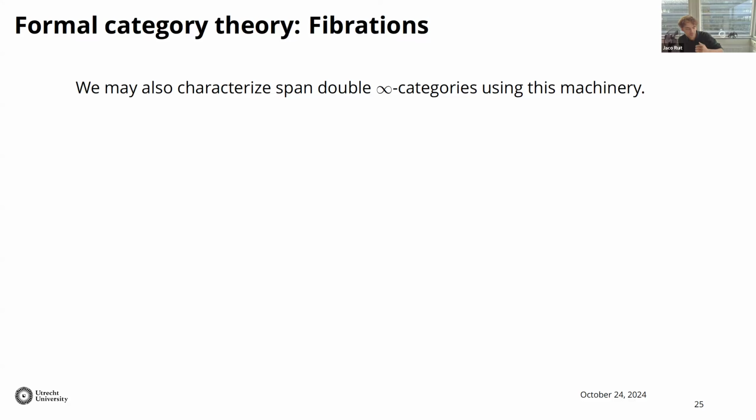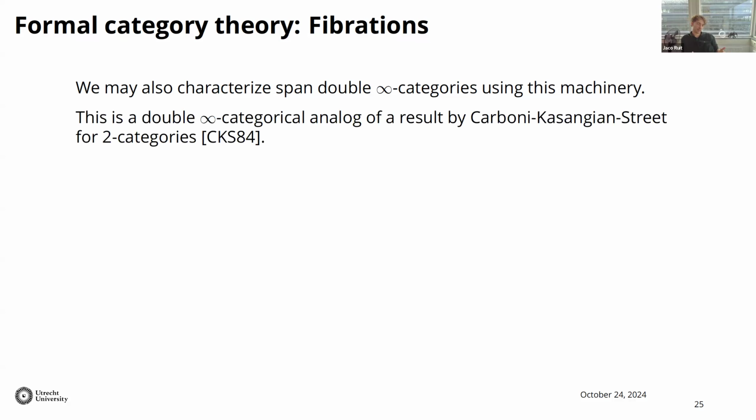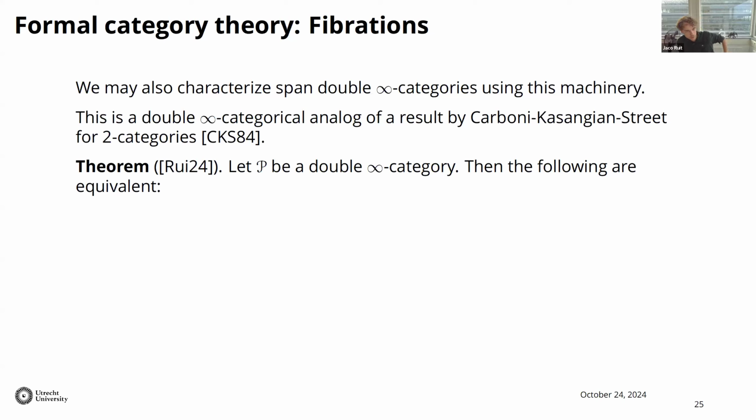All right, so a last thing that I want to say about these fibrations is you can also characterize span double infinity categories using this notion of fibrational infinity equipments. This is, in a very precise way, a sort of double infinity categorical analog of a result by Carboni, Kasangian and Street for bicategories, where this result of these three authors is about recognizing span bicategories. So for double infinity categories, this result looks as follows.